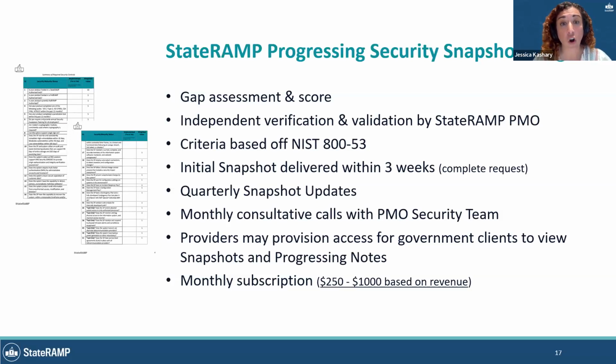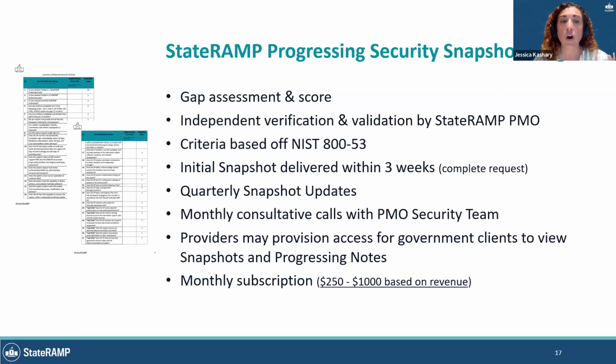The criteria is based off of NIST 800-53. And ultimately, they're going to be given a score. With the progressing snapshot, they're going to get to repeat that snapshot on a quarterly basis so that you can see that they're moving in the right direction. That's the key. We want to have a noticeable effect on the maturity of the product that you're using. They'll get monthly consultative calls with our PMO security team to see where they can be moving the needle and the impact they can be making. And the benefit here is that they can provision that access to you as a government to say, you can look at my notes, you can look at my snapshots, you can see that I'm moving the needle.